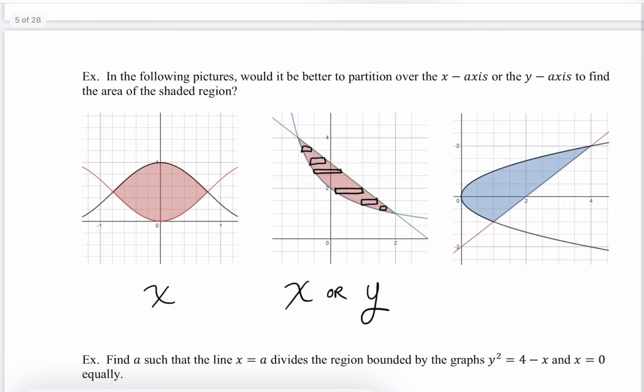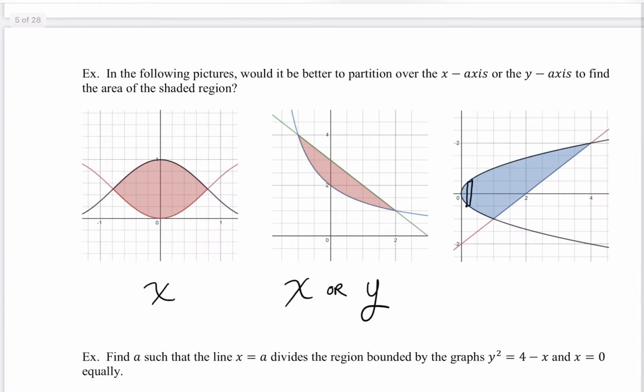But when we get to the last one, this is a lot like the example at the end of the last video. Because if we try to do what we more naturally gravitate towards, the top curve here as a function of x would probably be the square root of x, and then my bottom curve is going to be minus square root of x. But then all of a sudden it changes, because as I move over to the right, my top curve stays the square root of x, but the bottom curve has now changed to this line. So functions of x, partitioning along the x-axis, would actually mean two integrals.